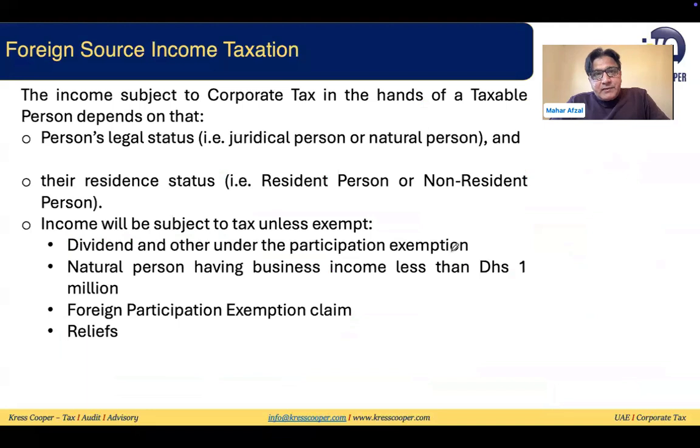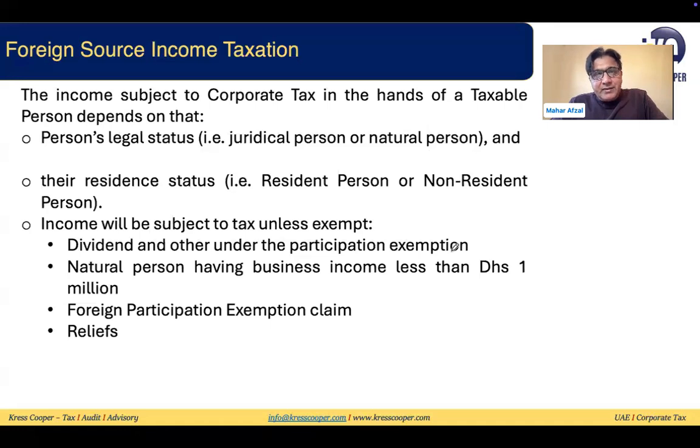So foreign source income in the hands of a resident juridical person will be subject to tax. For resident persons, whether natural or juridical, worldwide income is subject to tax. For a natural person, income related to the business is subject to tax.